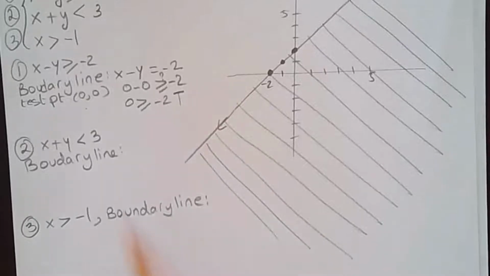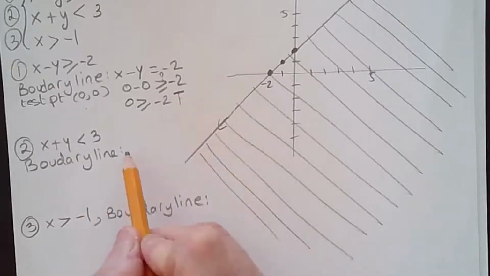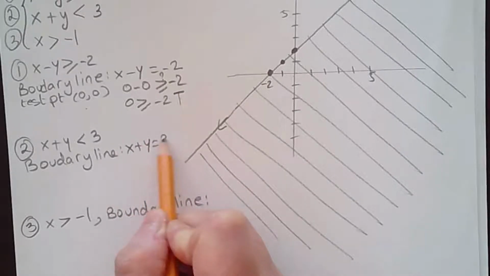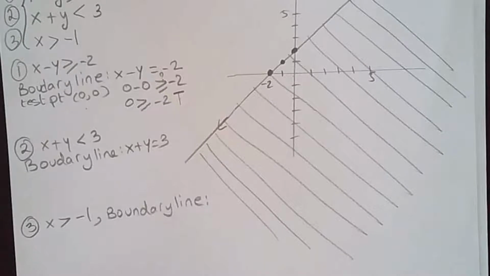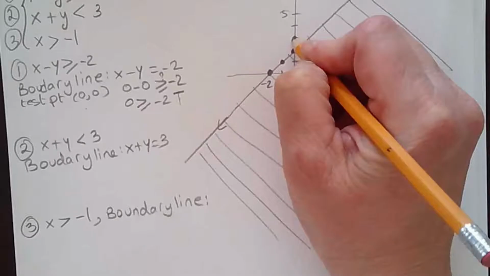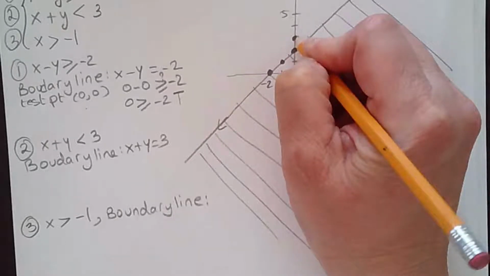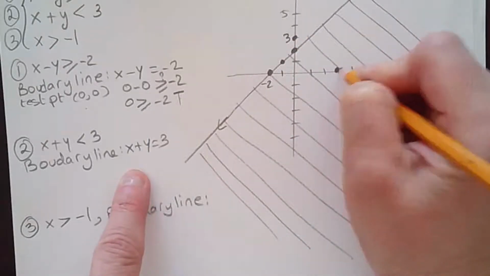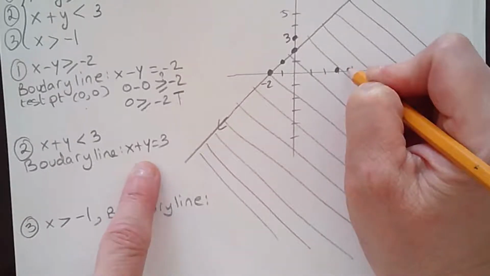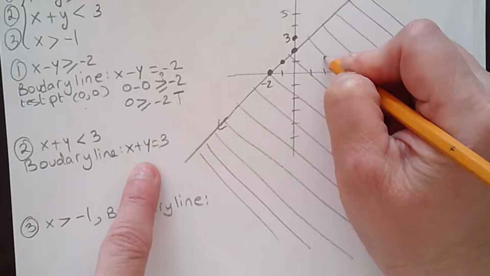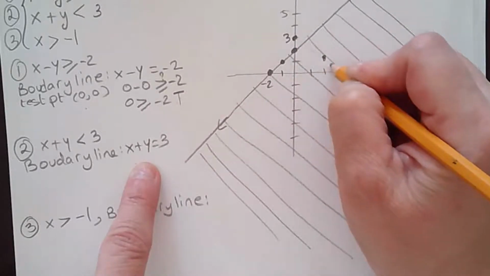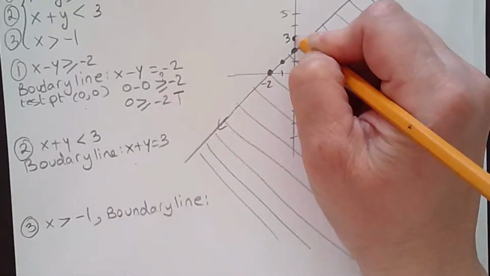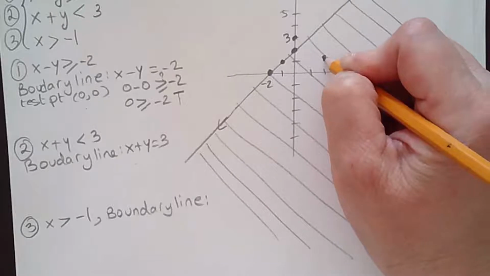Now let's do the second one. It's x plus y less than 3. The boundary line is x plus y equal to 3. Again, you may write the equation in slope-intercept form, but I don't think you need to, because when x is 0, y would be 3. So here is a point. And when y is 0, x is 3. When x is 2, y is 1. You can see 2 plus 1 is 3. So here are the 3 points on the line: 0, 3; 3, 0; 2, 1.